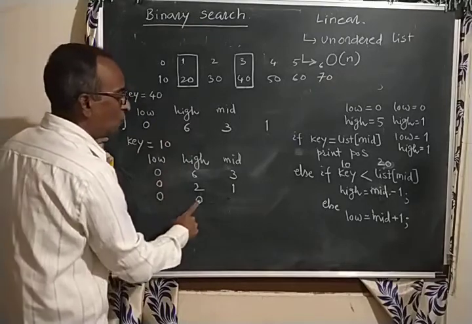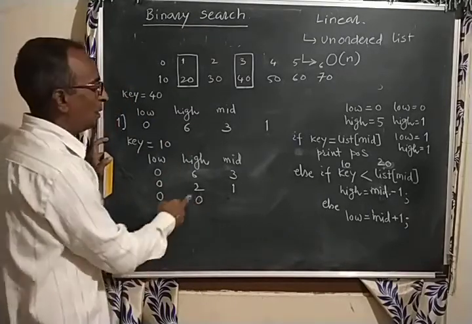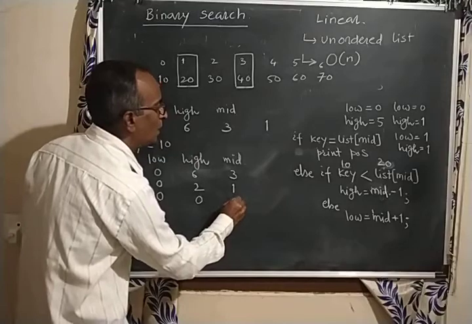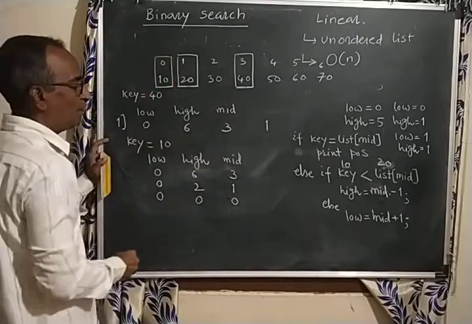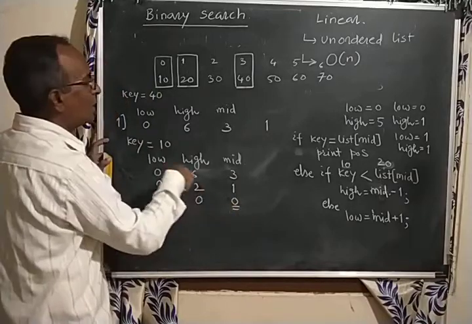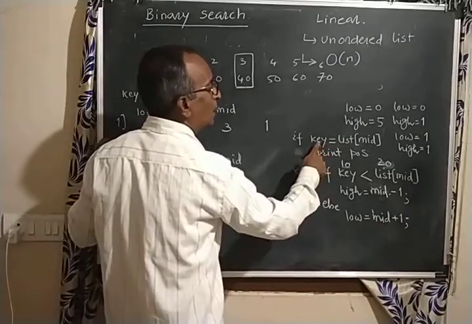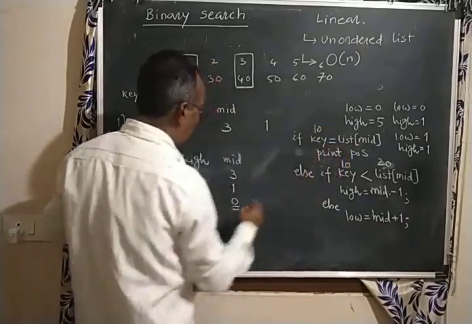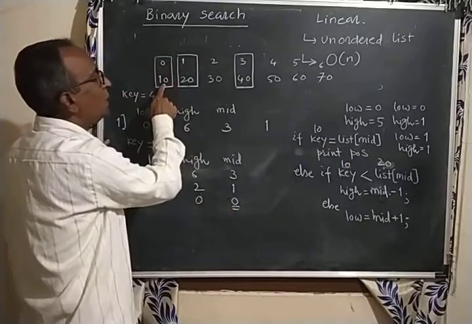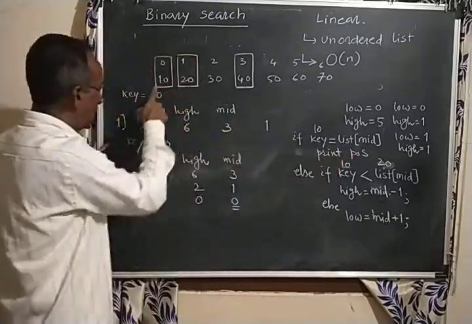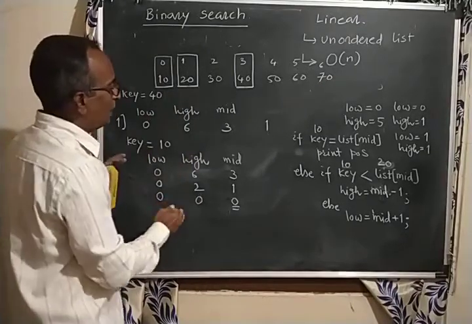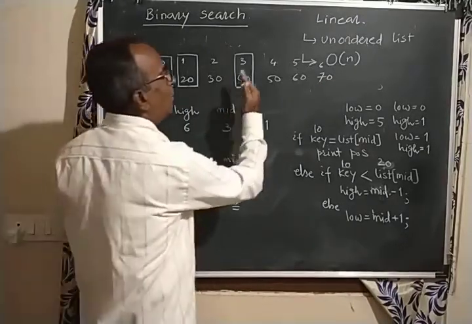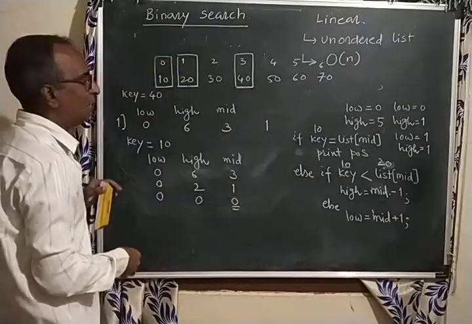Now 0 plus 0 by 2. It will be 0. So next mid calculated will be 0. Now, is it the key value? Key is 10. List of mid, list of 0, 0th element is 10. That is 10 equal, right? Now, this happens the same way you can calculate for that sublist also.